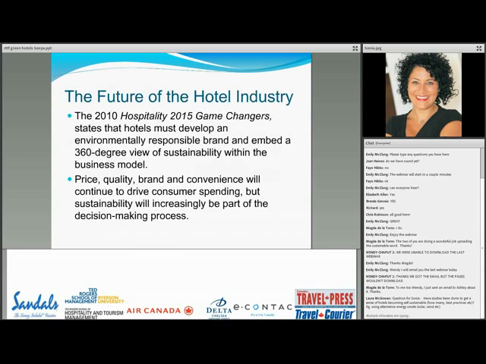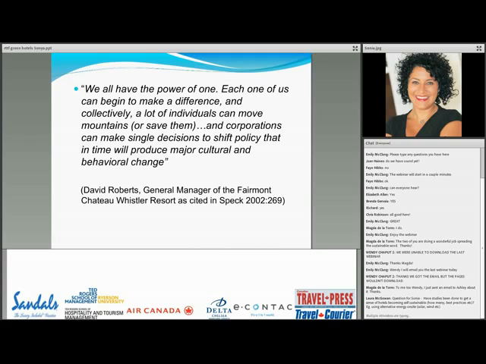So just to sum it up, this is something that came from a consulting firm, Deloitte. The 2010 Hospitality Game Changers report states that hotels have to develop an environmentally responsible brand and really embed a 360-degree view of sustainability within the business model. So not only focusing on energy conservation, but really looking at the social elements, looking at employees, looking at consumers and customers. Quality, brand, and convenience will continue to drive consumer spending, but sustainability will increasingly be part of the decision-making process.